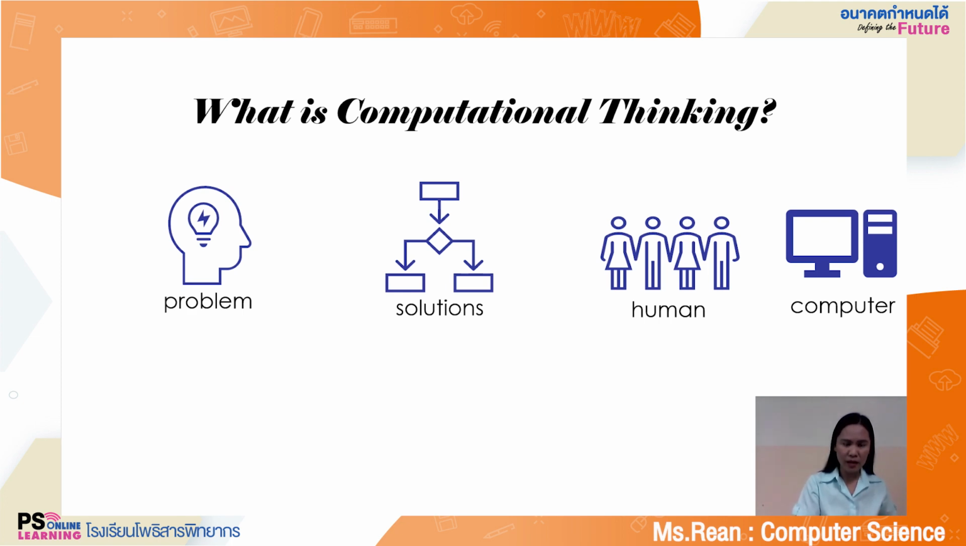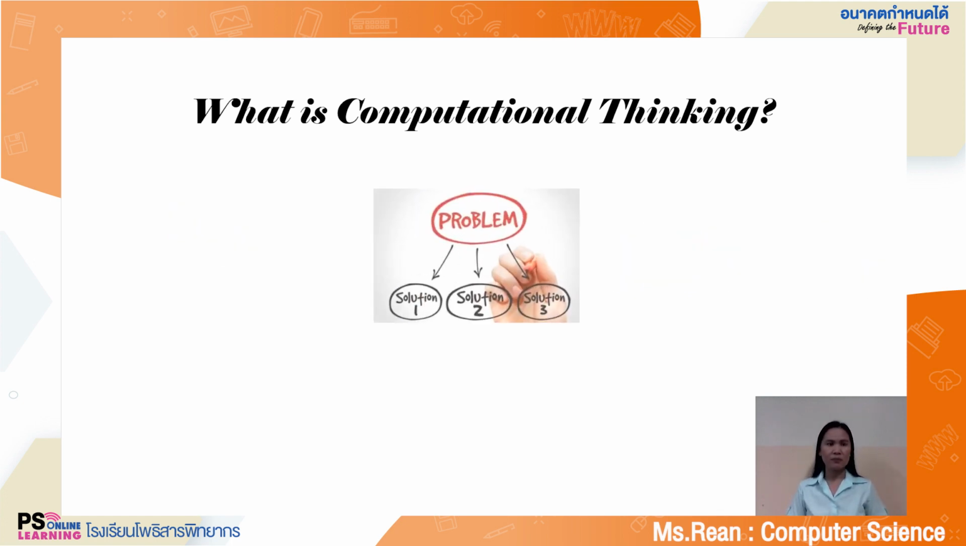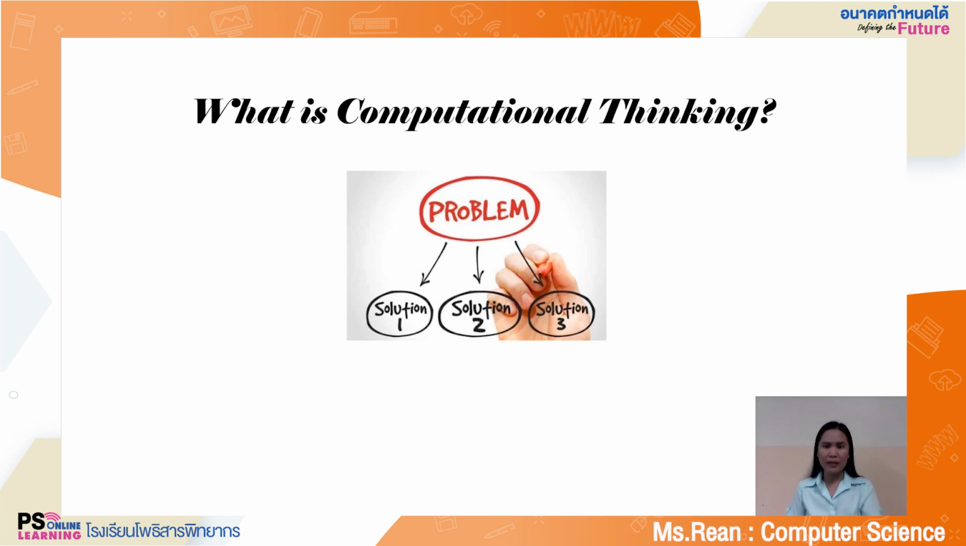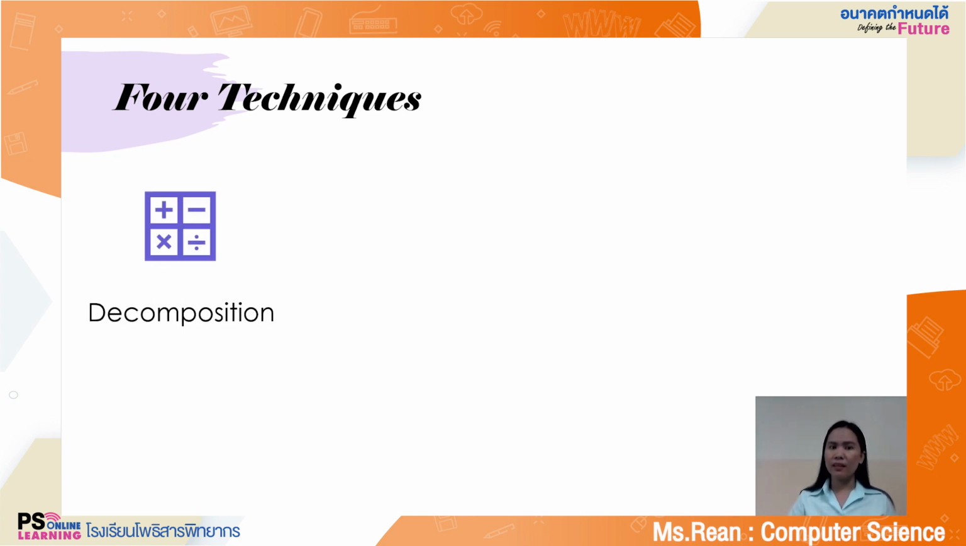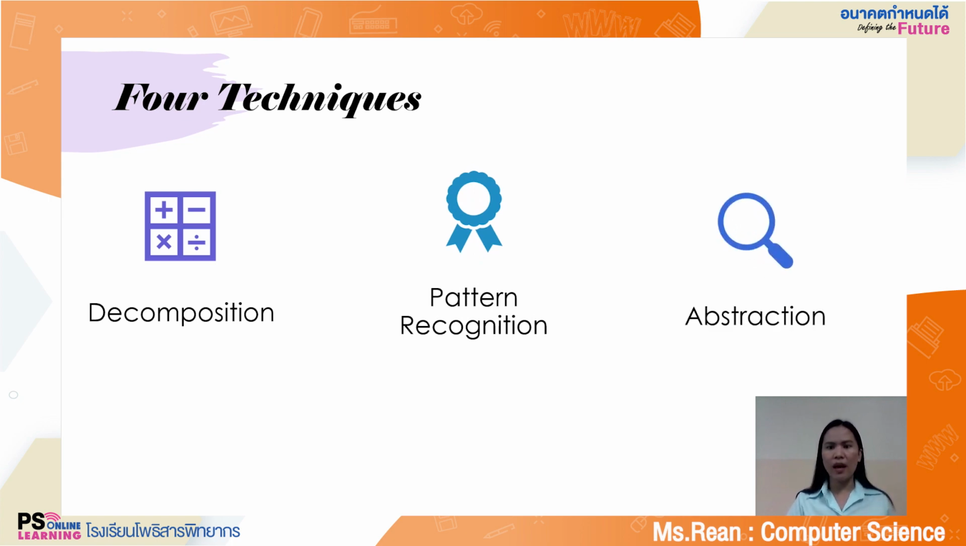Understand what the problem is, develop a possible solutions, then present the solutions in a way that human and computer can understand. In other words, computational thinking is problem solving skills. Computational thinking has four techniques. These are decomposition, pattern recognition, abstraction, and algorithm. For us to understand better what is computational thinking, let's watch the video.